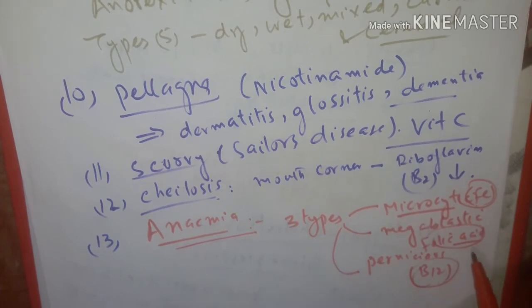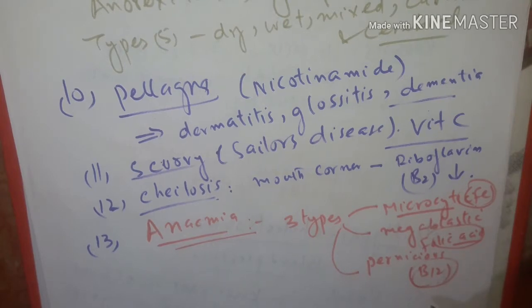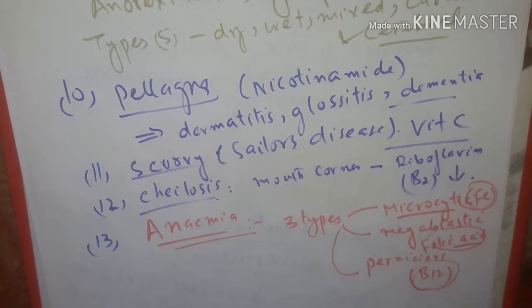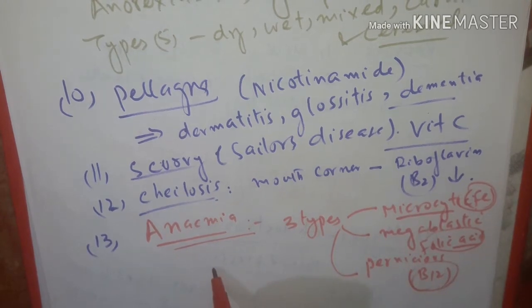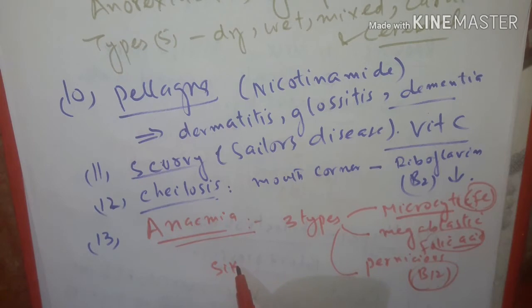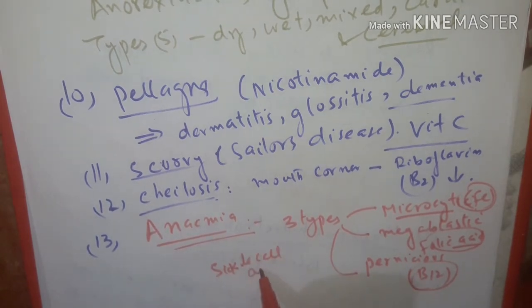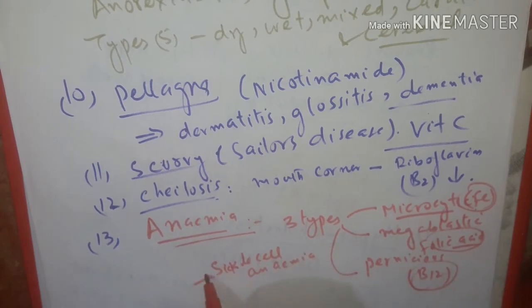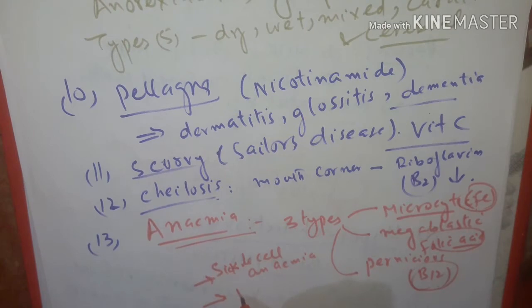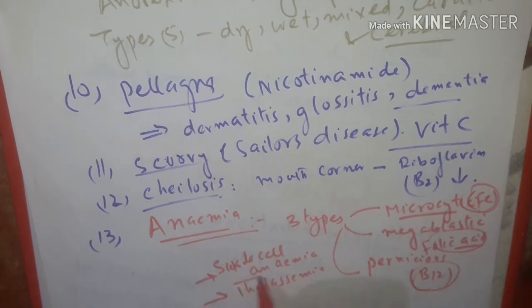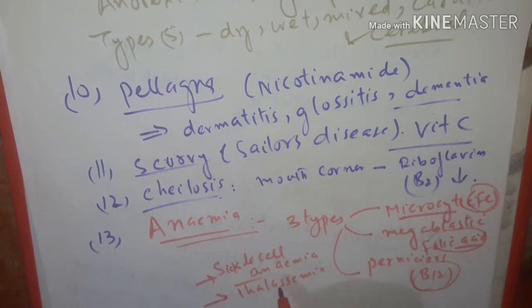If we differentiate all three, this is anemia. Sometimes we go on to know different types of anemia also, but these are nutritional. We have one more, that is sickle cell anemia, which is in fact a genetic problem. Sickle cell anemia and thalassemia are genetically controlled. Anemia also occurs due to excessive blood loss.